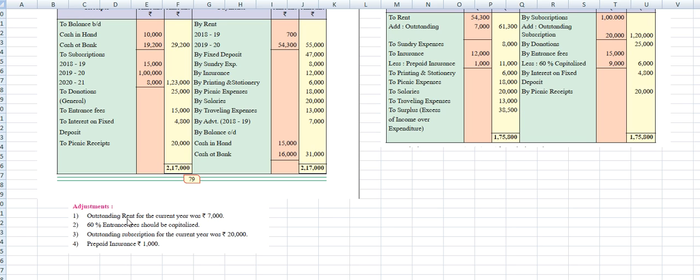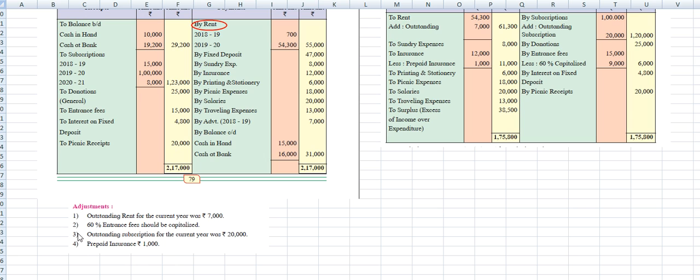The first one is outstanding rent for the current year, 7,000 rupees. For the rent of 2019-20, which we take as the current year, 54,300, we add the 7,000 outstanding rent. That is the first adjustment, and I mark it against rent.